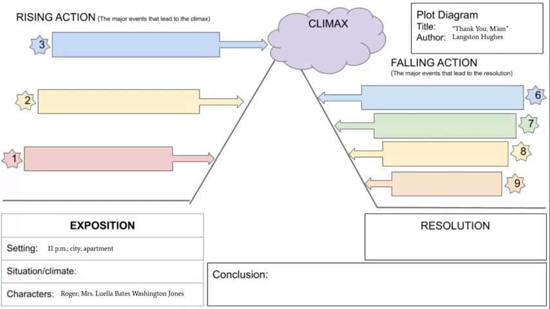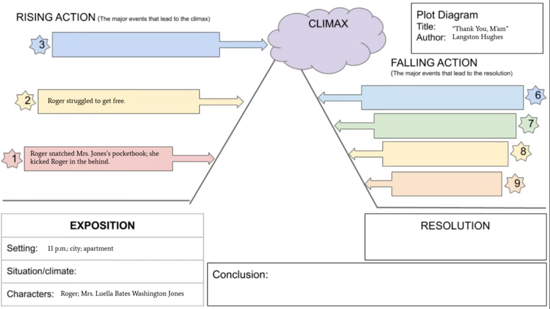What's the initiating or first event that happens? Roger snatches up Mrs. Bates's pocketbook and she kicks Roger in the behind. What happens next? Roger struggles to get free. And then what happens?